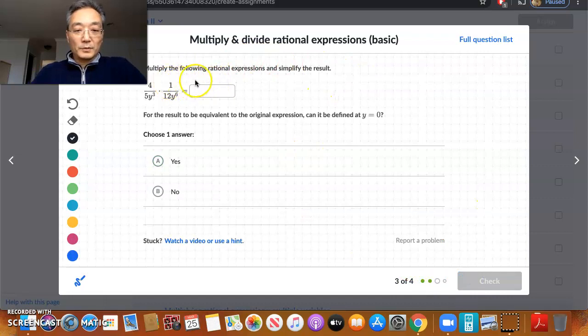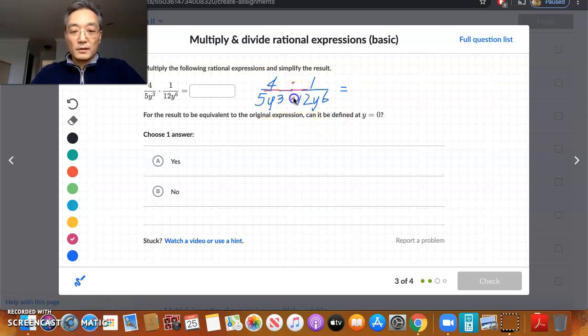Next one. Multiply the following again. In this case, we don't have to do keep change flip because it is multiplication. So let's take a look. We have 4 over 5y cubed times 1 over 12y to the 6th is equal to. All right. Again, these are all monomials, there's really nothing to do, no factoring to do. So we're going to treat it as one big fractional expression, one big rational expression.